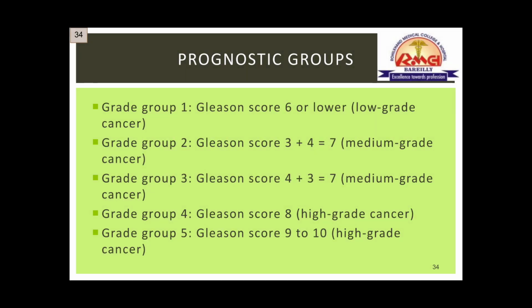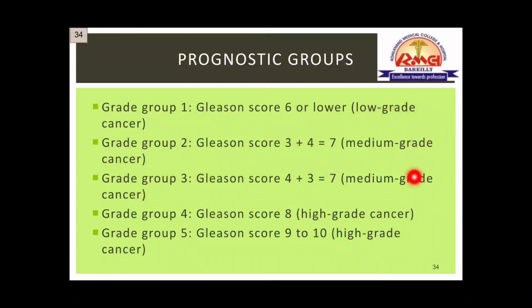So now they have made various prognostic groups. So based on the microscopy, we decide which prognostic group this tumor belongs to. So if there is a Gleason score of 6 or less, then we give it a Gleason grade group 1. So it becomes a low grade cancer then. If it is a grade group 2, the most common pattern in the tumor is pattern 3, and the second most common pattern is pattern 4. The score is 7. So it is a medium grade cancer.